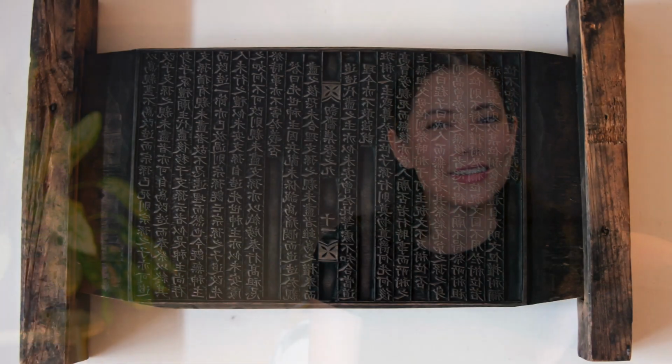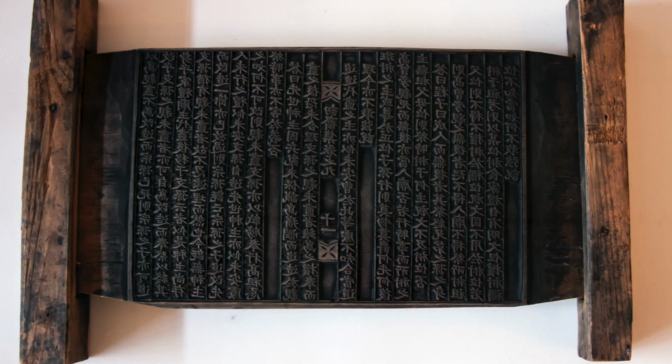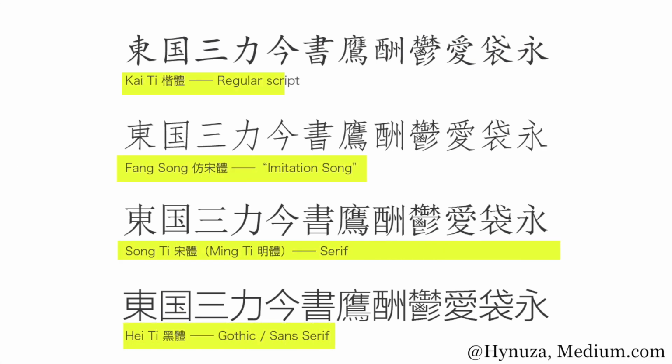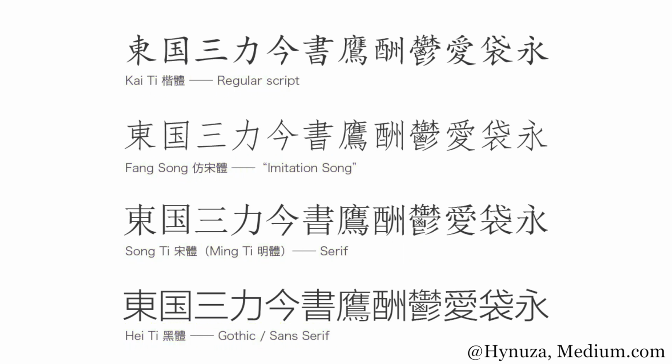Going back to the printing press, things quickly moved on from wood to harder materials such as lead. And that's when we see the development of fonts such as 明体, 黑体, 仿宋体, and 楷体. These 4 fonts then became the main fonts for printing.